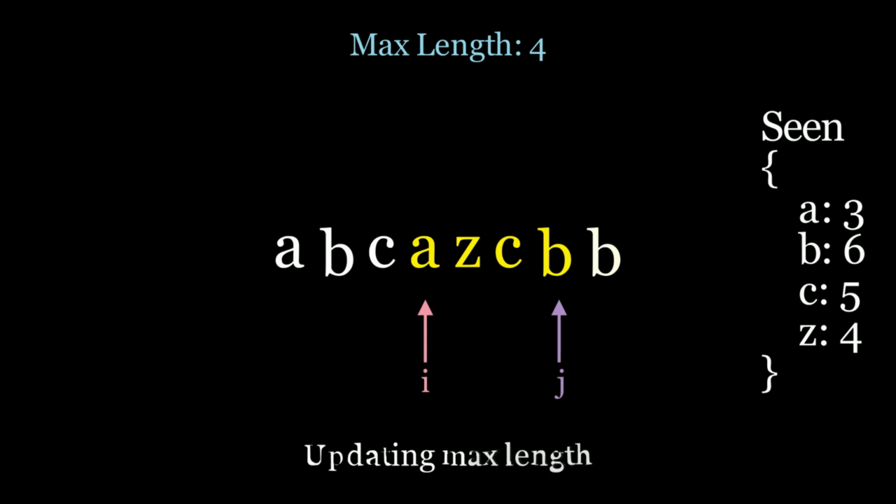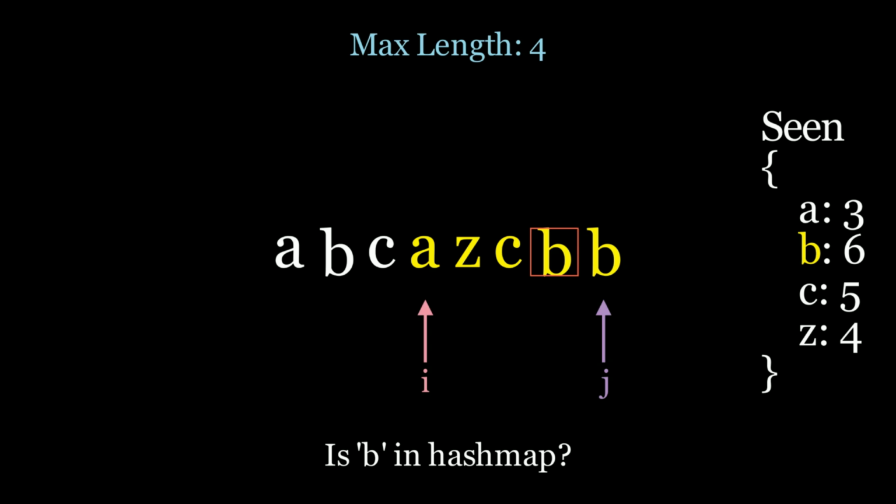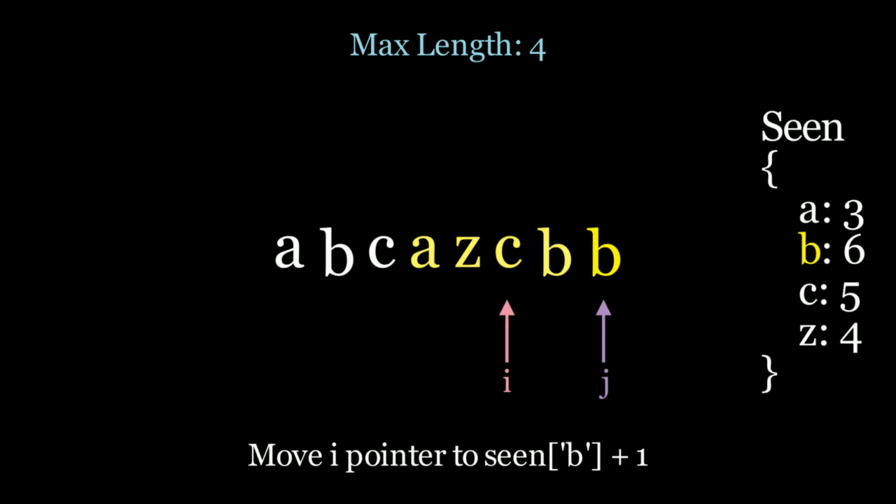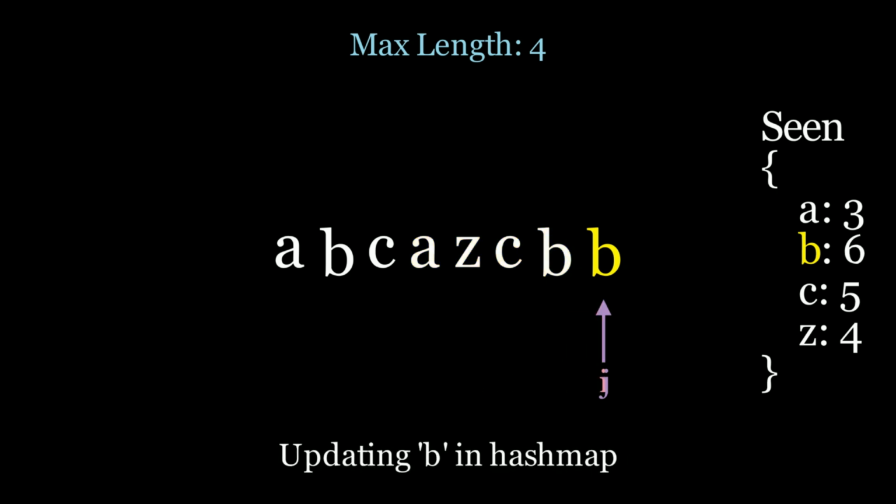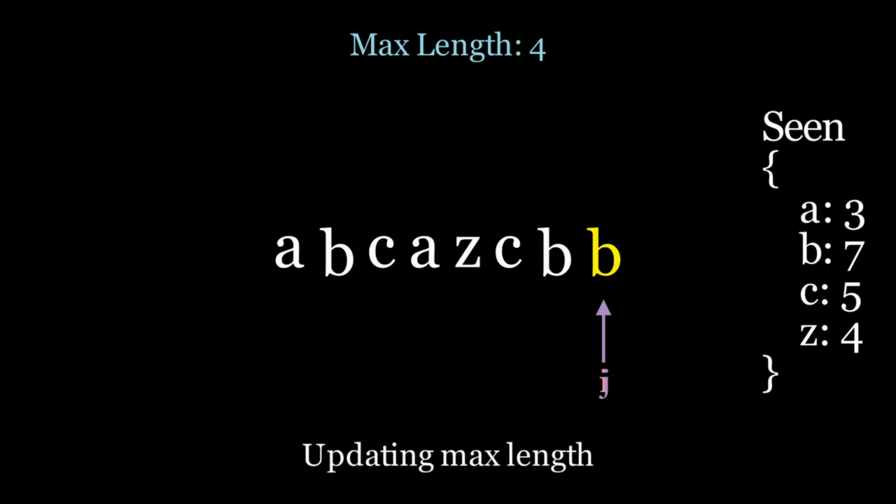Now let's move j along to the next element. In this case, it's b. Have I seen b? Yes, I have. And in this case, b is within my sliding window. So I have to update the I pointer to be one past the last time we saw b, and we're going to move I to j. Now we update b in the hash map to 7, and we update the max length. In this case, it remains 4.